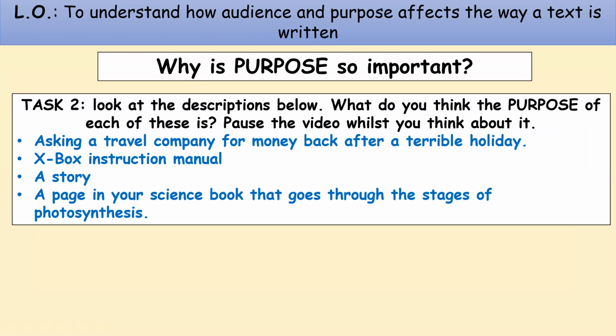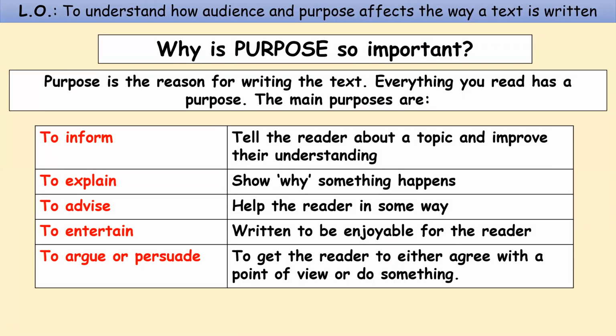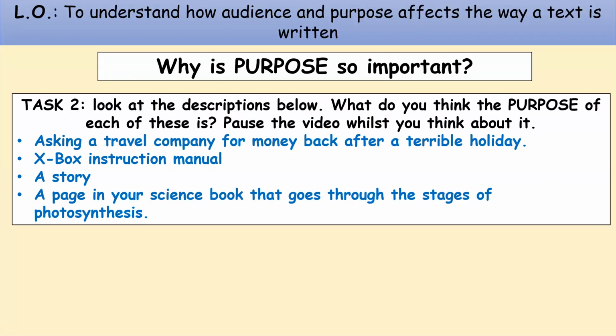Okay, so let's check. So asking a travel company for money back after a terrible holiday, you would imagine that would be to persuade or argue, because you need to convince someone that your holiday wasn't good enough and that they should give you the money back for that, and you'd have to use reasoning for that. An Xbox instruction manual, obviously instructions. A story would be to entertain. And a page in your science book that goes through the stages of photosynthesis, you'd be looking at to explain and possibly to inform as well.